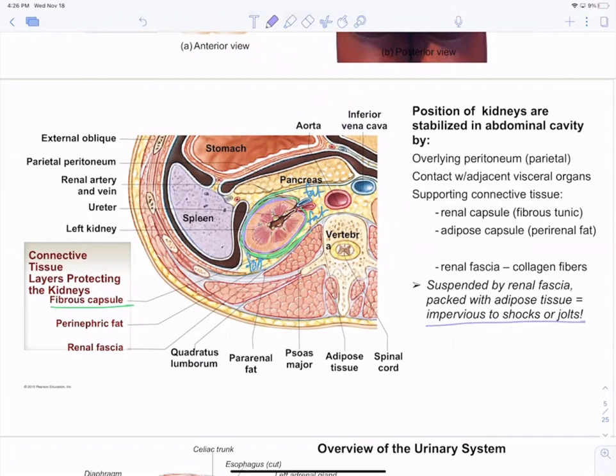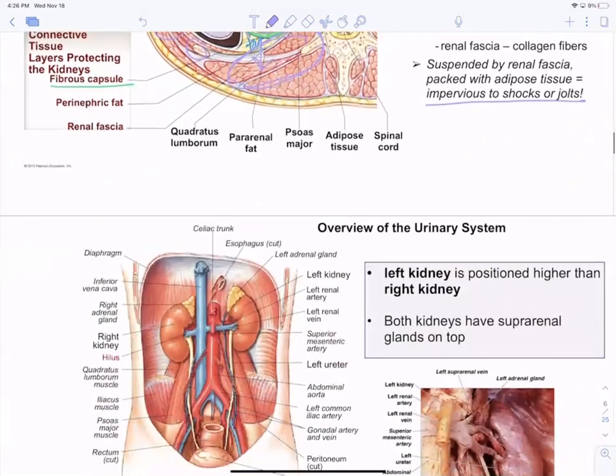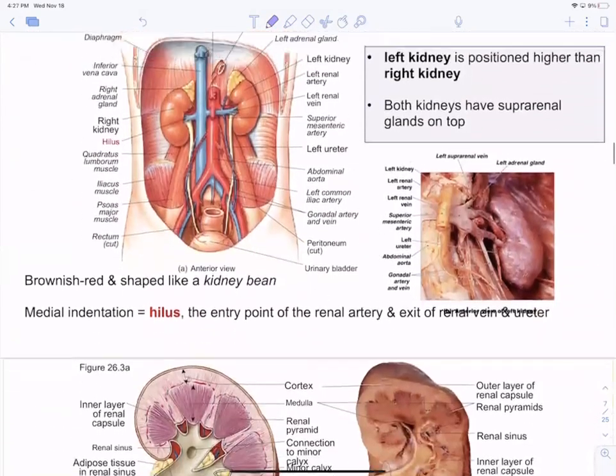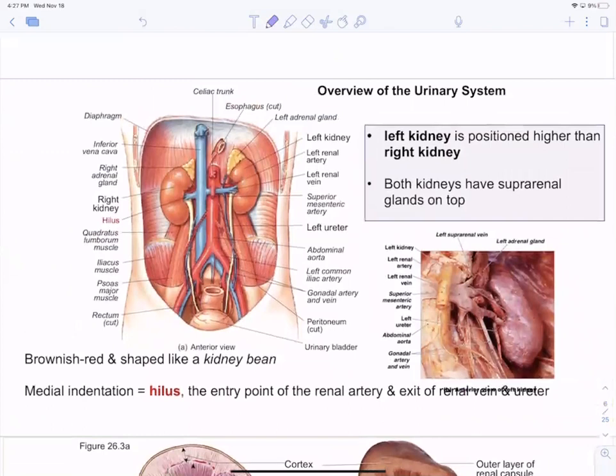The kidneys are back by the ribs. So these are the ribs, and it's pretty close to your back muscles. A lot of times if kidneys are infected, people will have back pain as a symptom. They're pressed right up against where your erector spinae and your quadratus lumborum are located. And psoas major is in there as well, right? So we want to remember some of our muscular anatomy here.